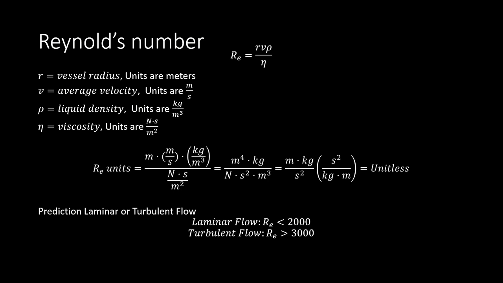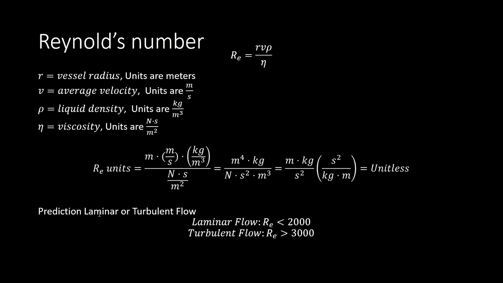Reynolds number can be calculated by R V rho divided by eta, where R is the vessel radius in meters, V is the average velocity in units of meters per second, or the average velocity of a cross-section of that vessel. Rho is the liquid density in units of kilograms per cubic meter, and eta is the viscosity in units of newton seconds per square meter. Therefore, the units of our Reynolds number would all cancel out, and we just have a unitless number.